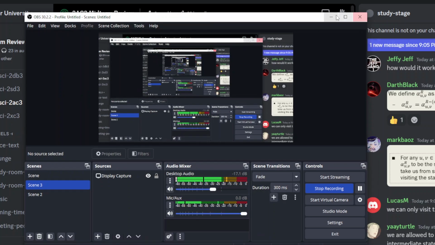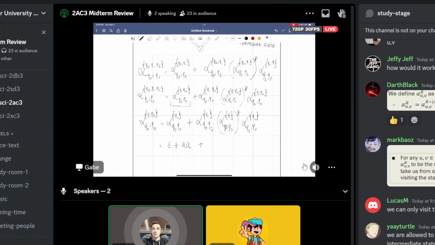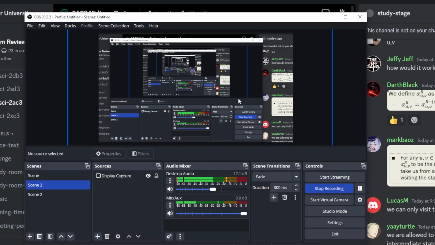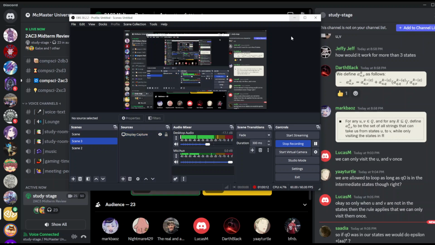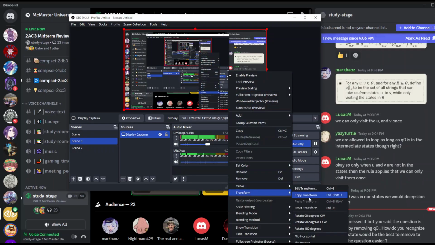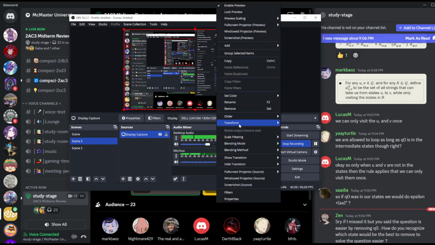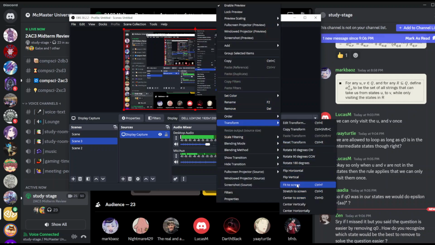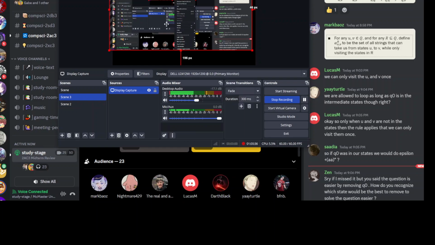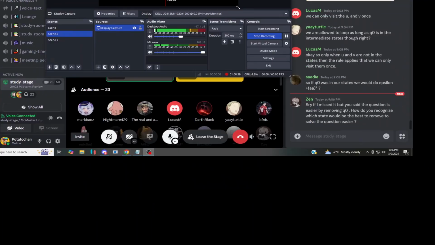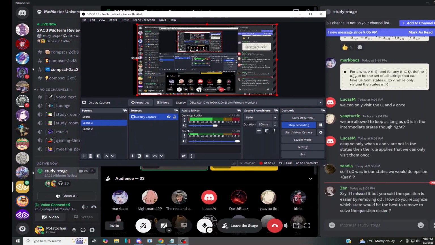So only when U and V are not in the states, then the rule applies that we can only visit them once. Well, yes, I guess, in a sense. I like to think of visits as the states that we visit along the way. If you look at the formal definition the prof made in the lecture, it says that the regular expression given by alpha is the set of strings that can be obtained going from U to V, visiting only the states in R along the way.